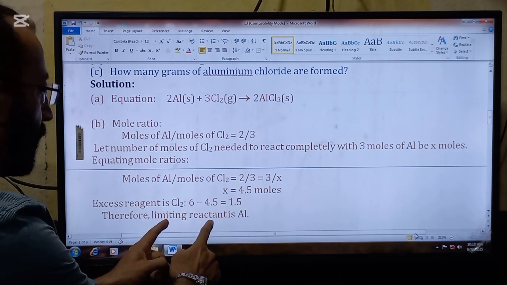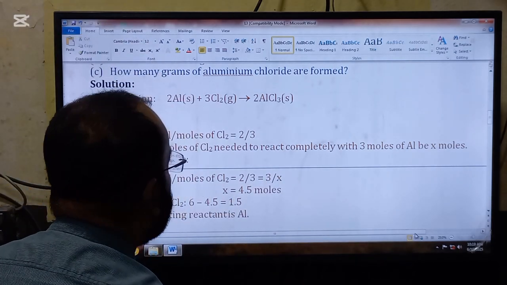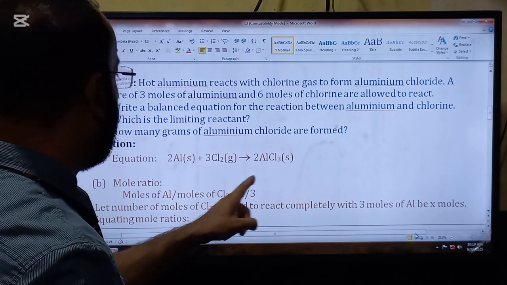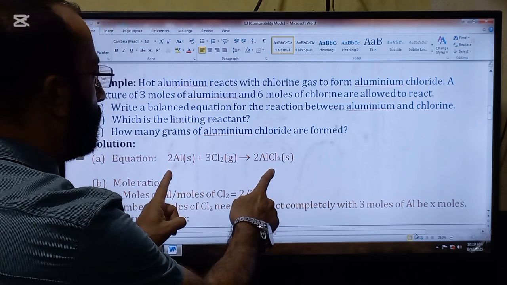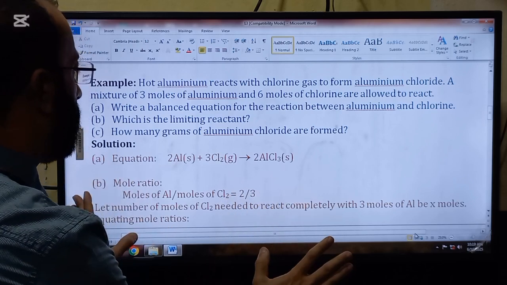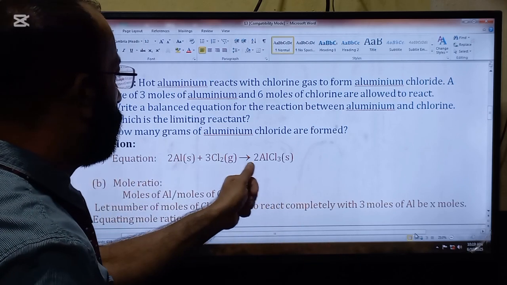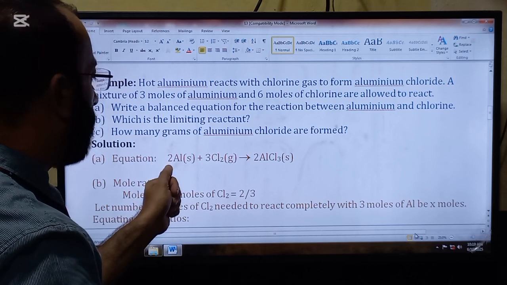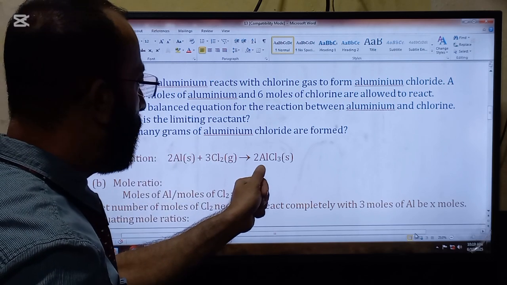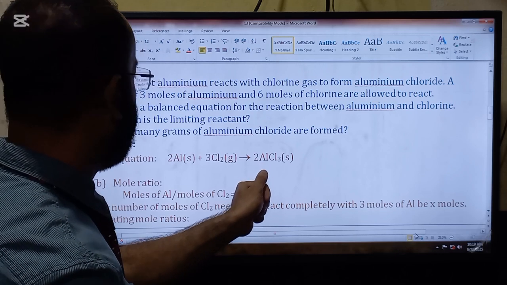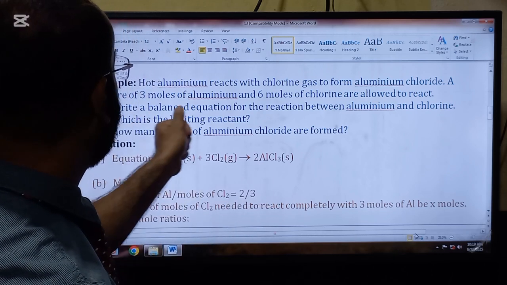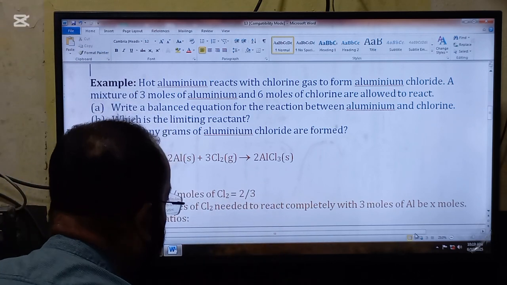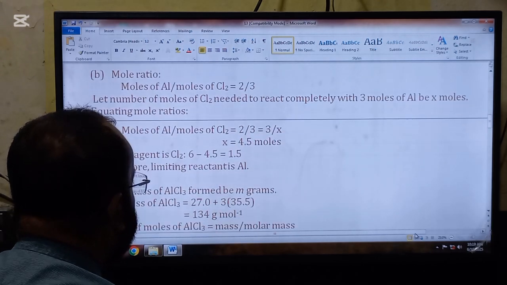So look now, in these kinds of questions, this is the first thing that is required to check. Now we will compare Al with the product that is in question. So look now, how many grams of aluminium chloride are formed. So now aluminium and this product will be compared. This is very easy now, because 2 moles are showing that as many moles of aluminium are consumed, the same moles of product will be produced. So aluminium's moles are 3, so it means 3 moles of the product will be formed as well. So look now.